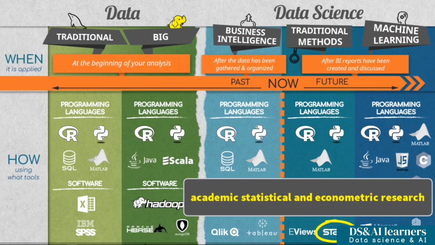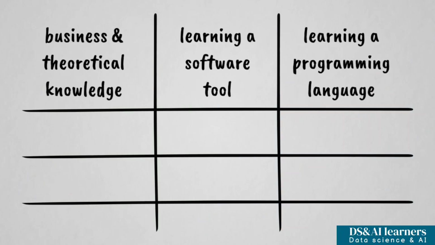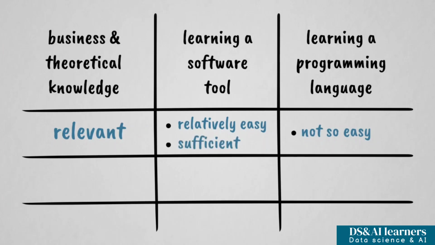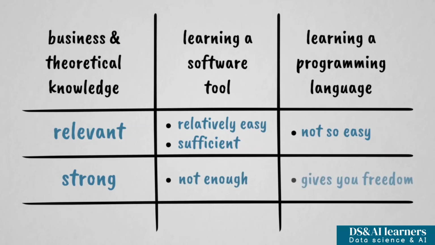As a final note, remember the following. Should you have the relevant business and theoretical knowledge, learning a software tool is relatively easy, as opposed to learning a programming language. More importantly, it will be sufficient for your need to create quick and accurate analyses. However, if your theoretical preparation is strong enough, you will find yourself restricted by software. Knowing a programming language, such as R and Python, gives you the freedom to create specific, ad hoc tools for each project you are working on.